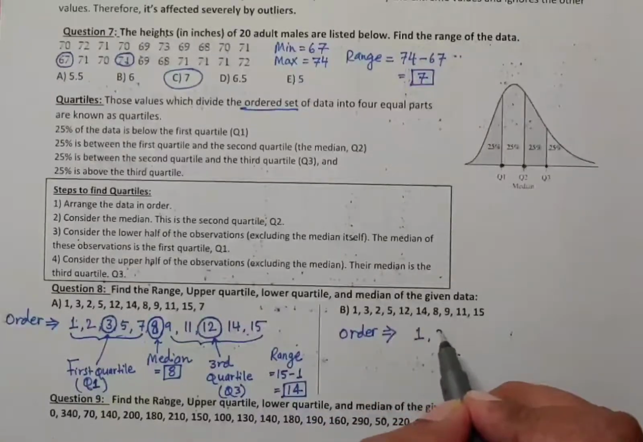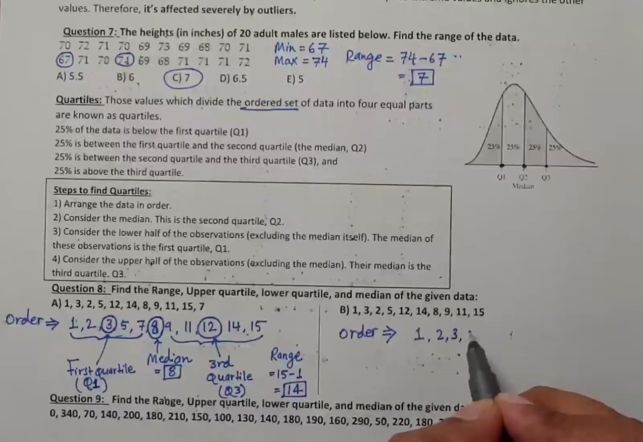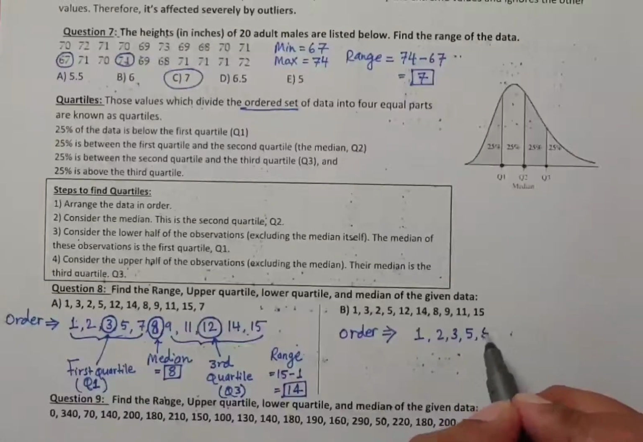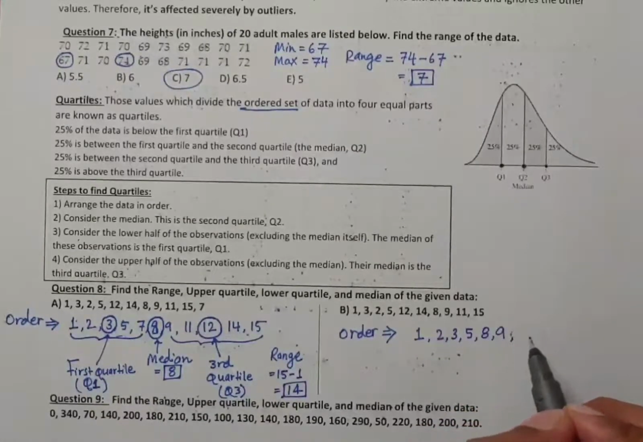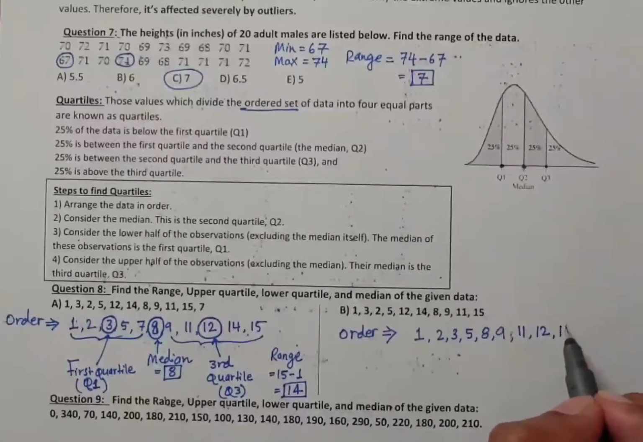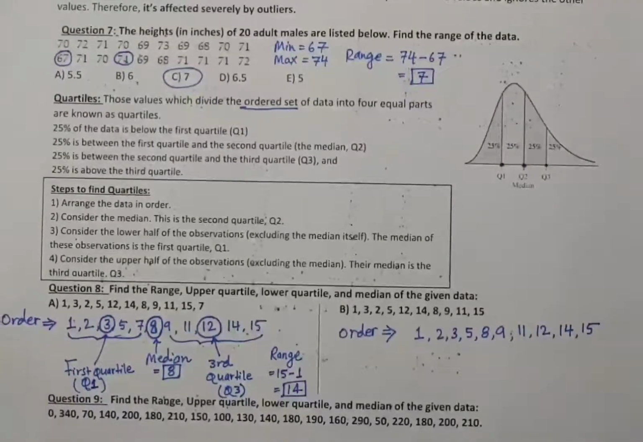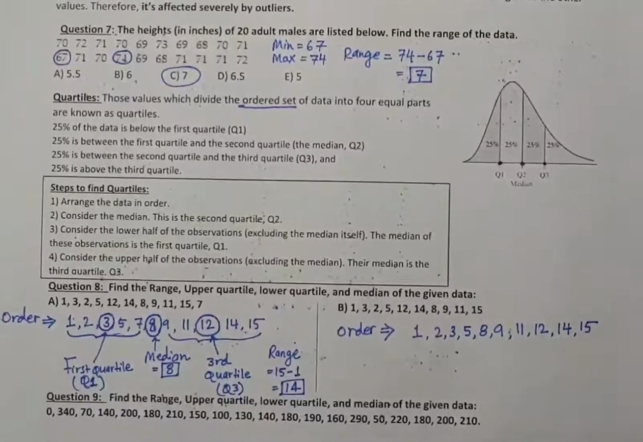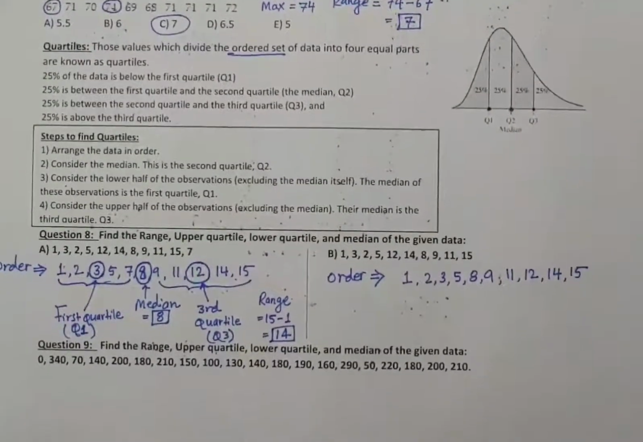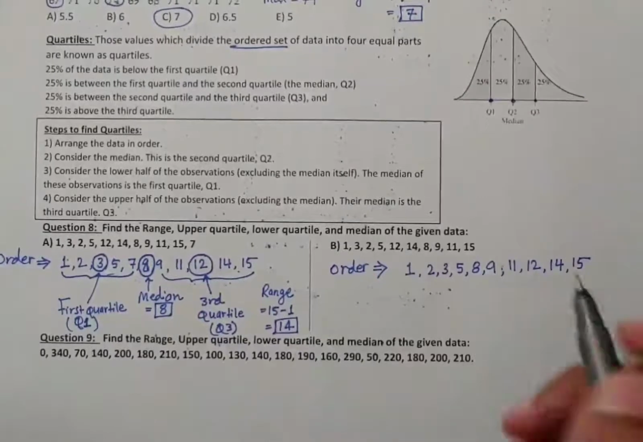1, 2, 3, 5, 8, 9, 11, 12, 14, 15. Okay, so this is in order. So we put them in order. Now we choose the median, right? So what is the median?